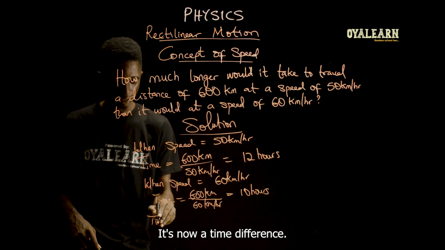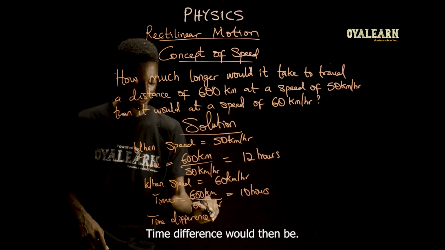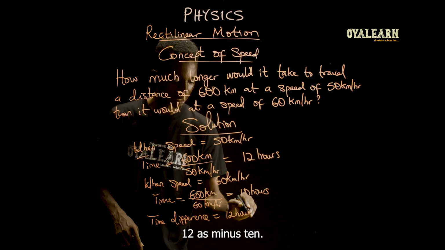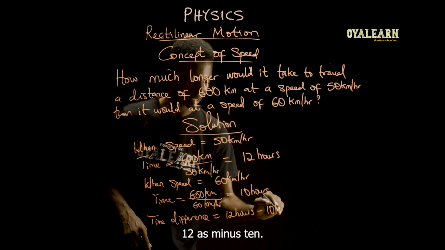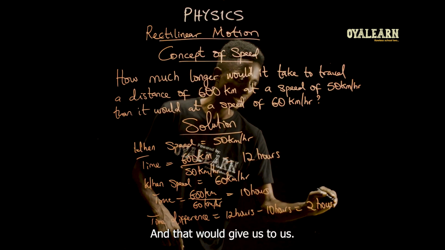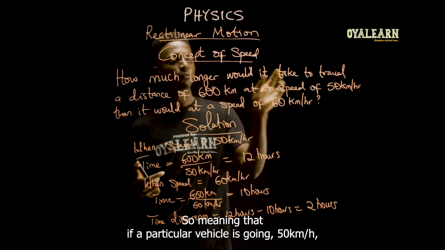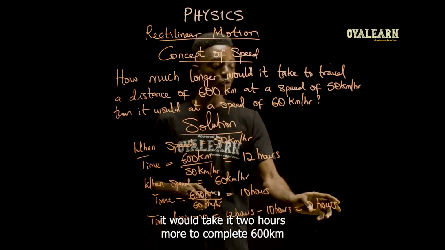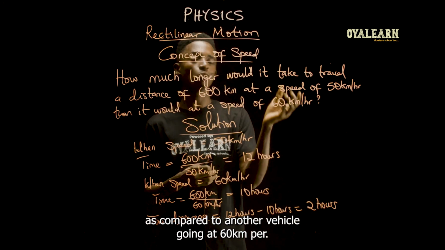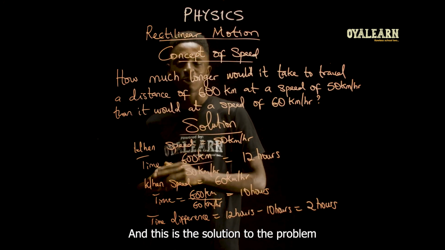Now, time difference. Time difference will then be 12 hours minus 10 hours, and that will give us 2 hours. So meaning that if a particular vehicle is going at 50 kilometers per hour, it will take 2 hours more to complete 600 kilometers as compared to another vehicle going at 60 kilometers per hour. And this is the solution to the problem.